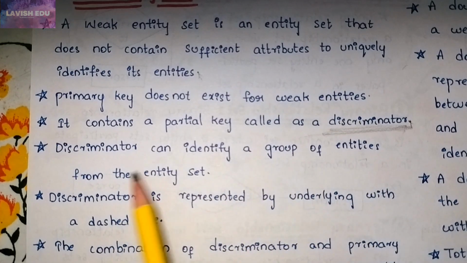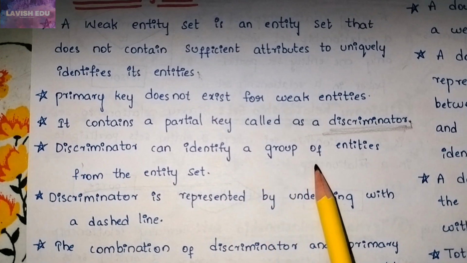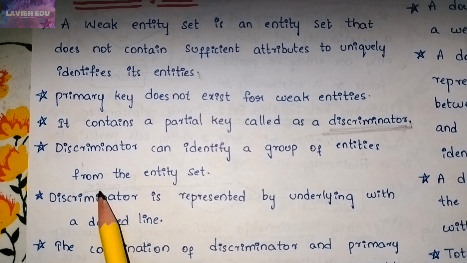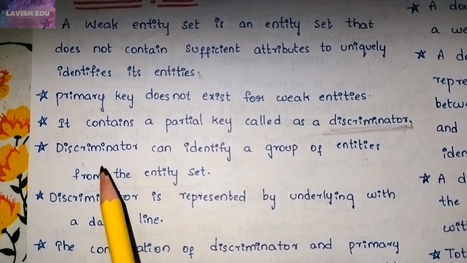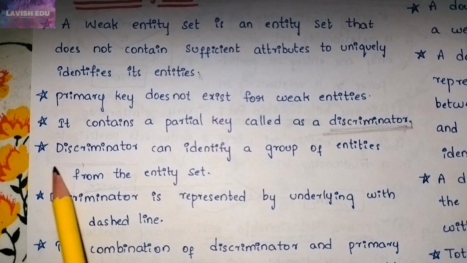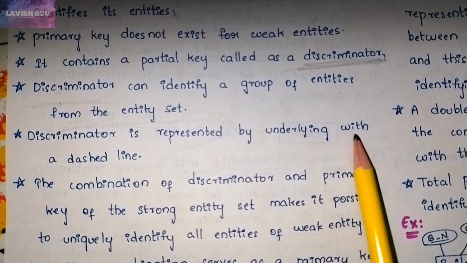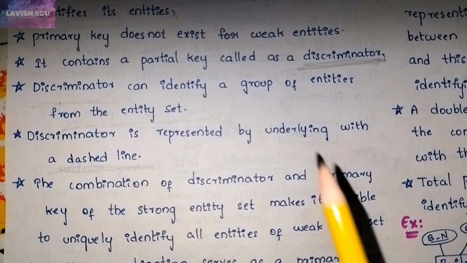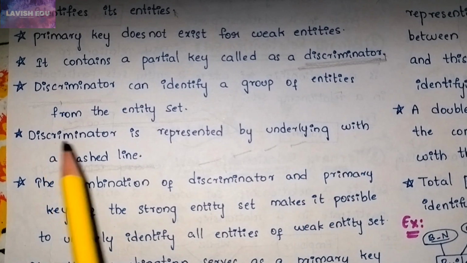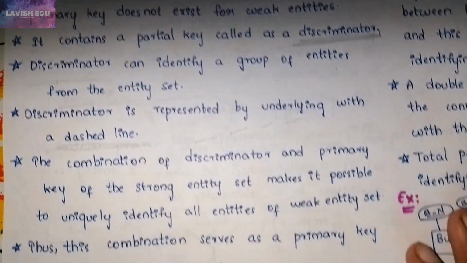Discriminator can identify a group of entities from the entity set. So what this discriminator does is it will identify a set of entities, just like in the place of primary key, it identifies the entities in the form of a discriminator, that is a partial key. Next, discriminator is represented by underlining with a dashed line. Dashed line in the sense like giving gaps to each and every underscore, and discriminator is the one which replaces the primary key in the weak entity set.